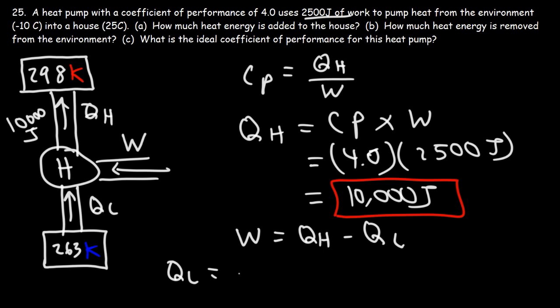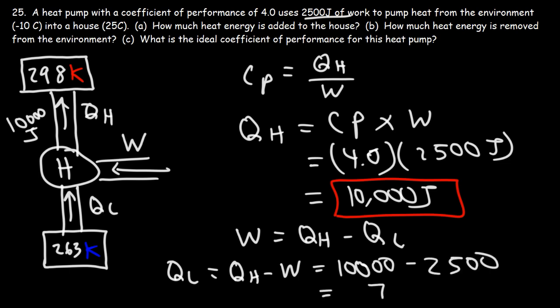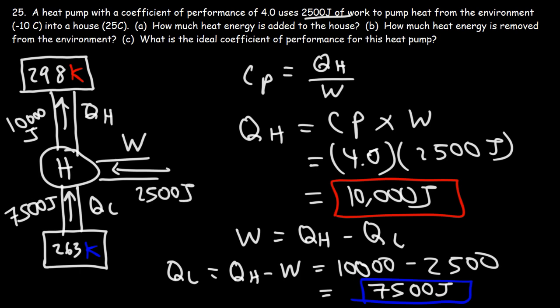So QL is going to be QH minus W. So QH being 10,000 and W is 2,500. So QL is 7,500 joules. So that's how much heat energy is going to be taken from the outside of the house, that is from the environment, and pumped into the house. And we're putting in 2,500 joules of work to accomplish that.